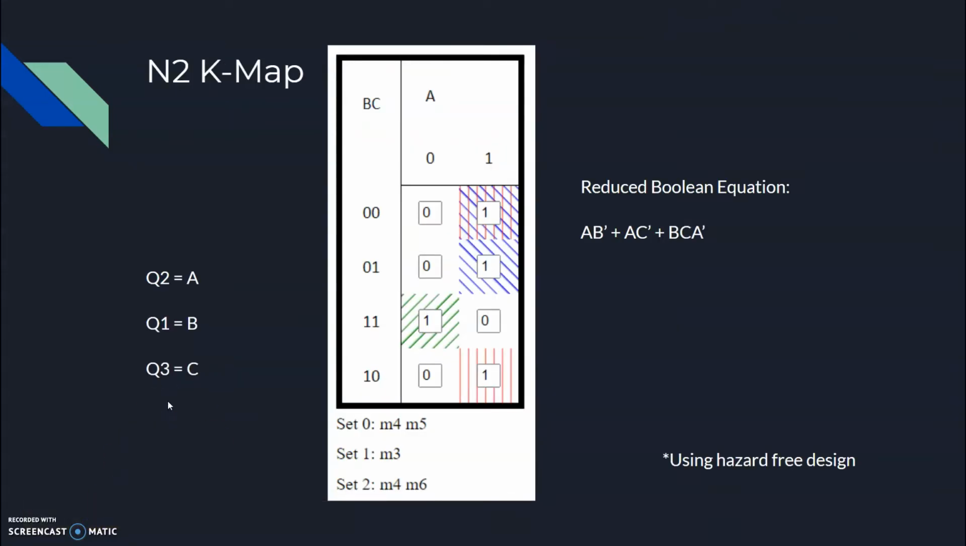So this is the K-map for the most significant bit of our expected next state. You will see that this is looped twice because we are using hazard-free design. This means that if there is any one that can be looped with another one that has already been looped, it will be looped. So we get the equation A and B naught, or A and C naught, or B and C and A naught.